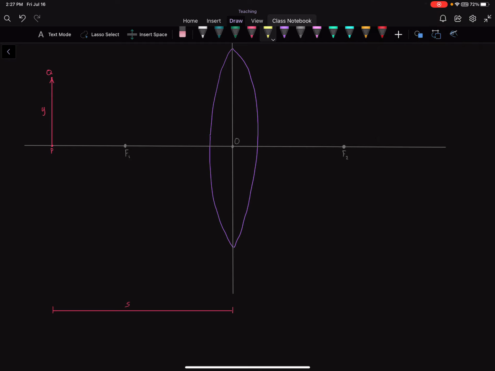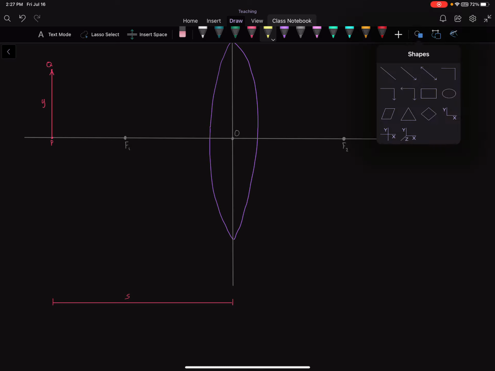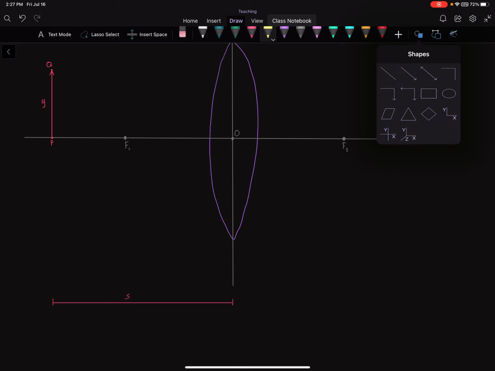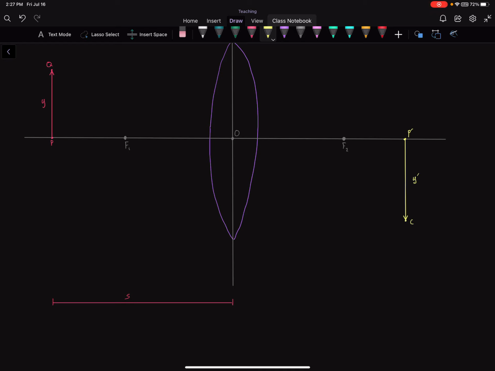All right, so that means that we have an image over here. Oops, not at the focal point. Every time I try to open up the windows, get some fresh air, the world goes crazy. And this is going to be our point P prime here, height y prime, and out here, Q prime.